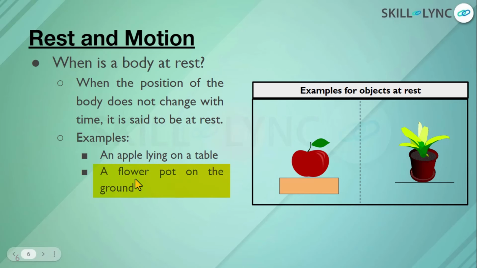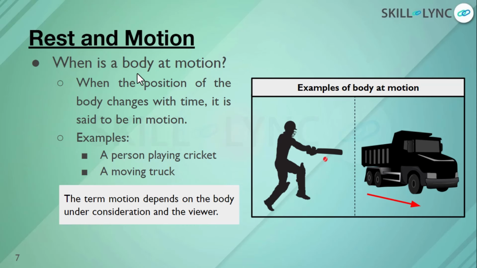The second example could be a flower pot on the ground. Similarly, as with the apple, the flower pot couldn't change its position by itself with time. Thus, the flower pot is said to be at rest. When is a body said to be in motion? When the position of the body changes with time, it is said to be in motion.